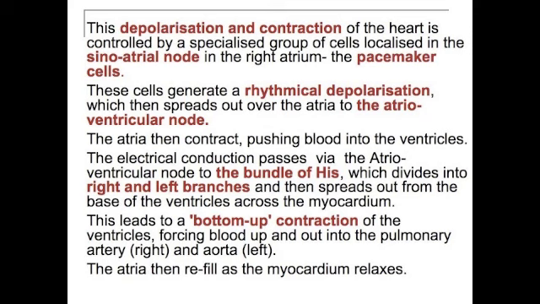The electrical conduction passes via the atrioventricular node to the bundle of His, which divides into the right and left branches and then spreads out from the base of the ventricles across the myocardium. This leads to a quote-unquote bottom-up contraction of the ventricles, forcing blood up and out into the pulmonary artery and the aorta. The atria then refill as the myocardium relaxes.